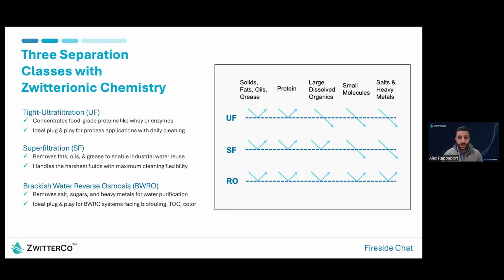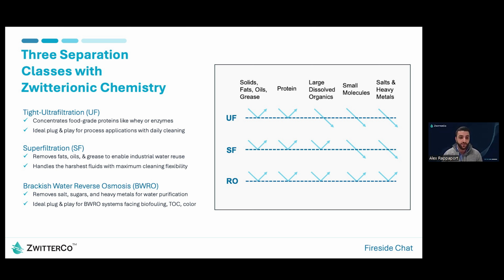We've built our membranes now into a couple different separation classes that serve different functions, but that all maintain this extraordinary fouling resistance. We have a tight ultrafiltration product, which is ideal for concentrating food-grade proteins, like what you would see in a dairy application or in biopharmaceuticals. This can also be used to purify small molecules, like what you would see in sweeteners or other food-grade small molecule purification.